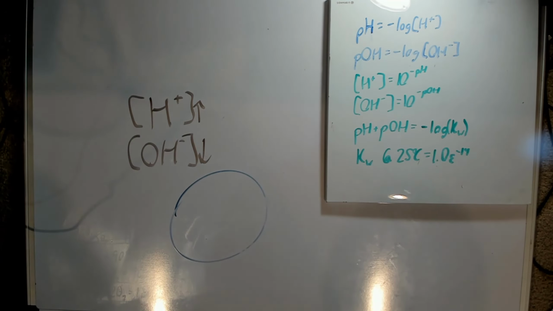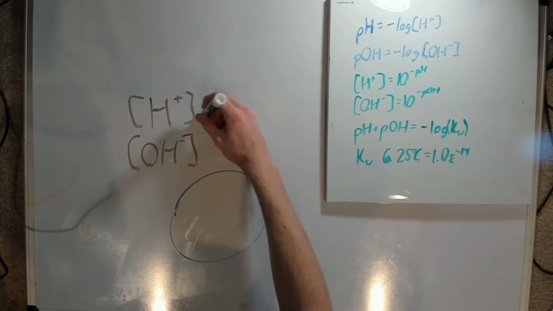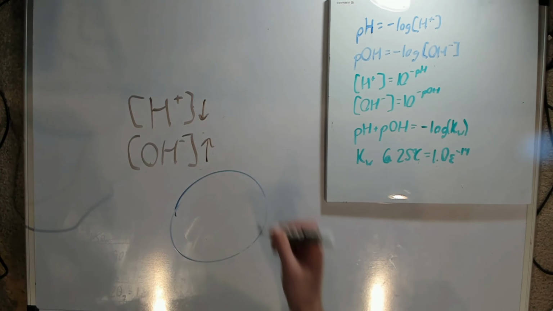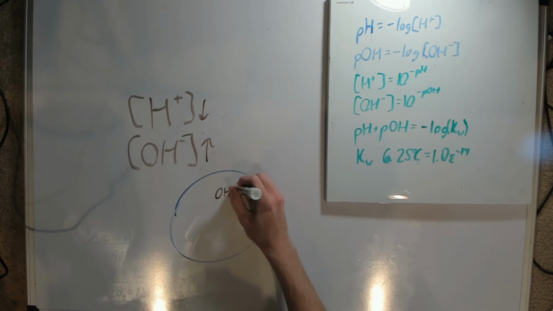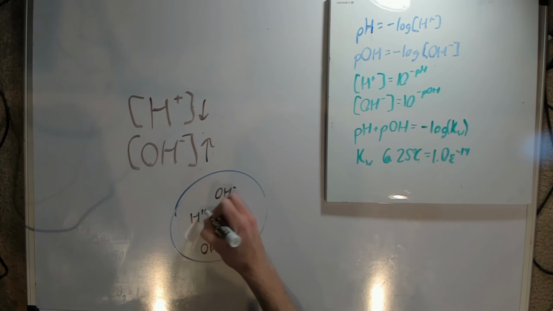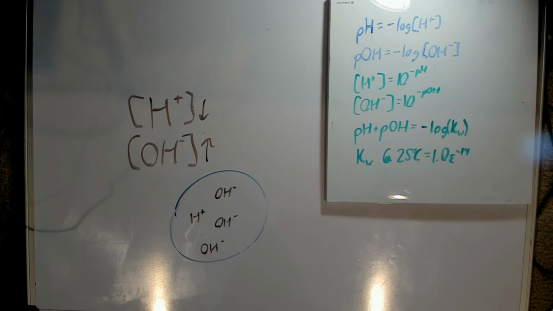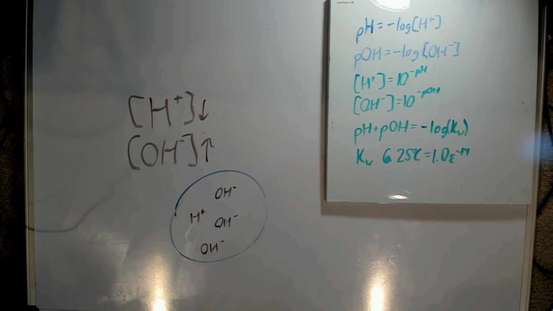Now if we talk about a base, it's just the opposite. It would be a lower concentration of hydrogen and a higher concentration of hydroxide. So all that literally means is we have OH minus, OH minus, OH minus versus H plus, where we have more OH minuses than H pluses in our solution, in our little bubble of water. So this would be basic. And bases typically taste bitter.